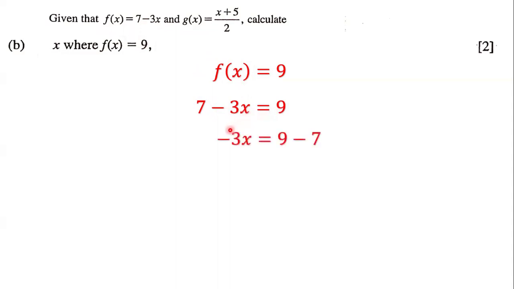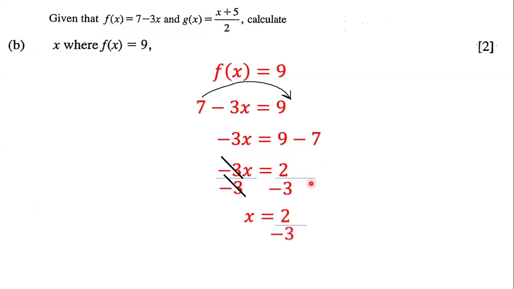First thing we do, we're going to take this positive 7 and send it over the equal sign. So it was a positive 7, but when we send it over the equal sign, it becomes a negative 7. And so what does that leave us with? Well, we have negative 3x, and that's equal to 9 minus 7. What is 9 minus 7? Well, 9 minus 7 is 2. So we have negative 3x is equal to 2. And then from here, we divide both sides of this equation by negative 3. This cancels with that, so we get that x is equal to 2 divided by negative 3, which is negative 2 over 3.